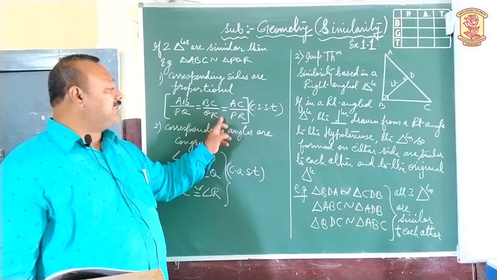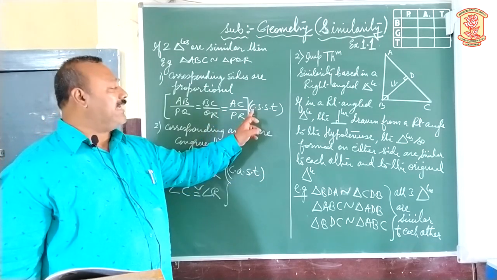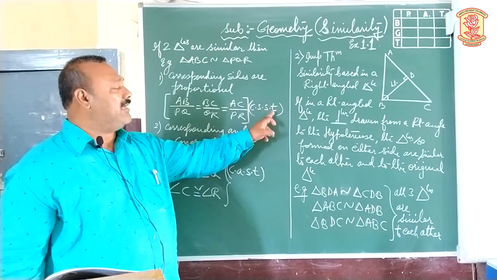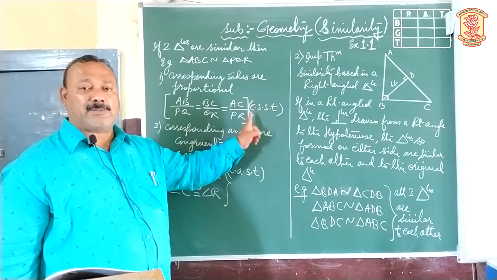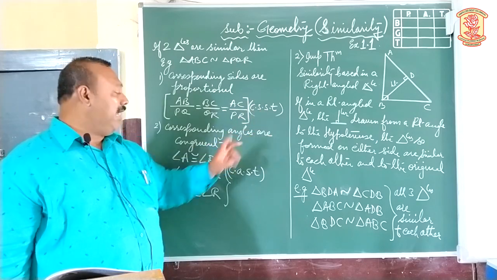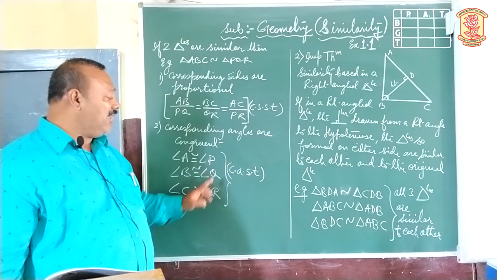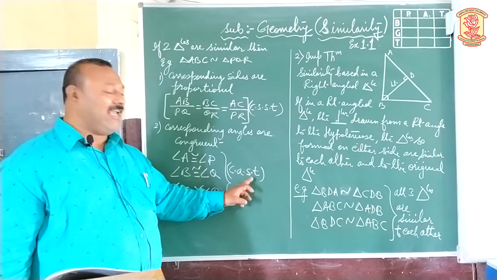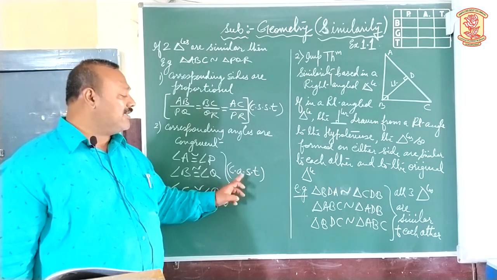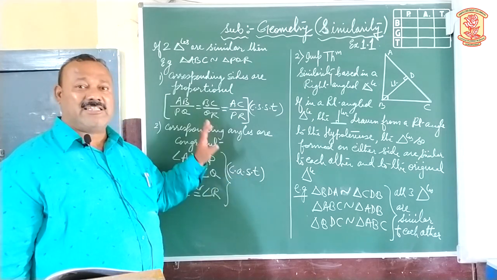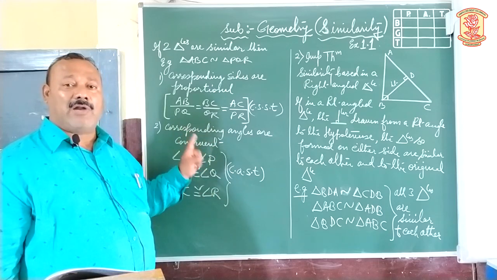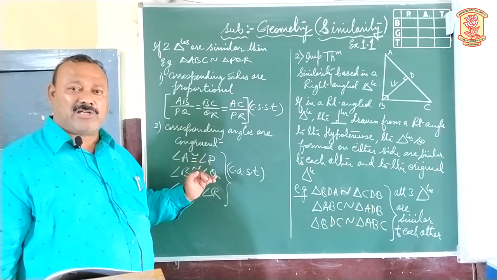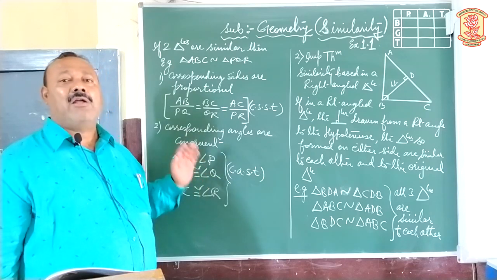And when corresponding sides are proportional, we write it as corresponding sides of similar triangles. That is also called CSST. And when corresponding angles are congruent, we write it as CAST, corresponding angles of similar triangles. This is the important property. Whenever two triangles are similar, corresponding sides are proportional and corresponding angles are congruent.